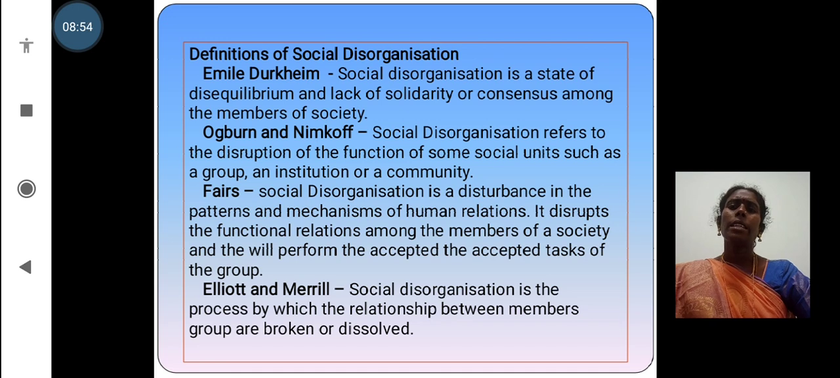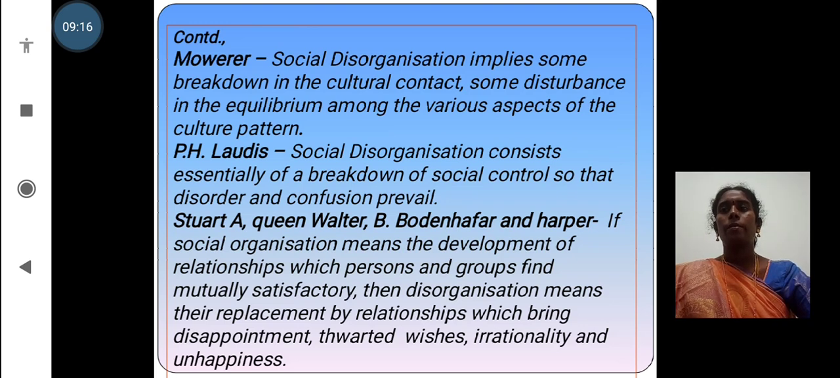Then Elliott and Merrill say social disorganization is the process by which the relationships between members of a group are broken or dissolved. So it is the relationship of those who deviate from normal behavior, where the relationships between group members are broken or dissolved. This is social disorganization. We have two more definitions also.